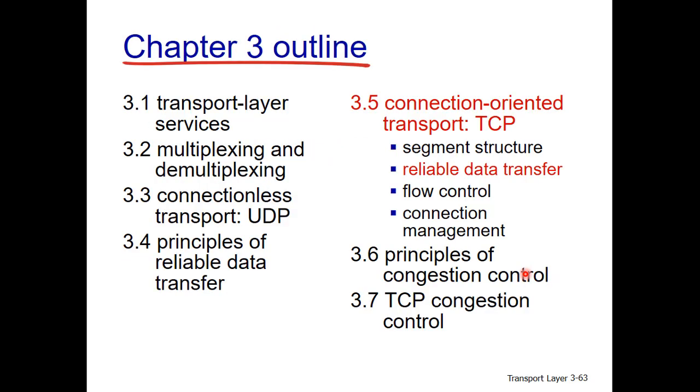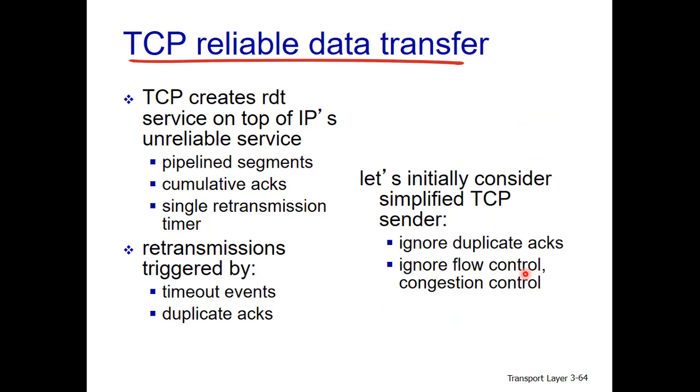So TCP uses a reliable data transfer protocol. We talked about how a reliable data transfer protocol works. TCP creates a reliable service on top of unreliable IP. It uses a pipelined stream, cumulative ACK, and a single retransmission timer. Retransmission is triggered by timeout events and duplicate ACKs. Multiple duplicate ACKs result in retransmission, or a timeout does. These are the only two events that result in retransmission.